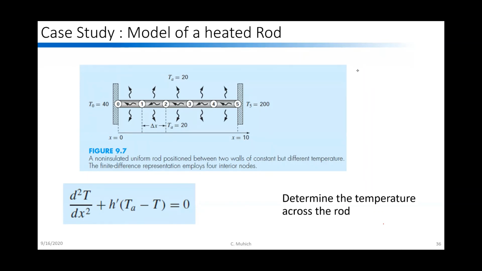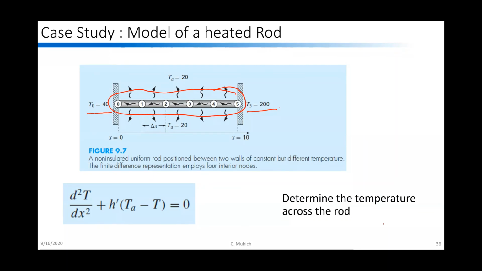Let's take a model of a rod shown. Here's this silver piece that is between 2 heated surfaces that are at different temperatures. So we have this T0 and this T5, one that's at 40 degrees and then one that's at 200 degrees. Many times in engineering, we want to know what the temperature distribution is through that rod.